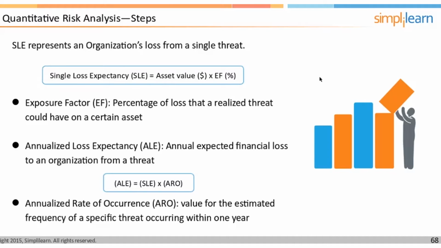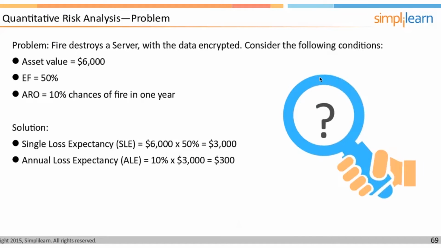So it's very simple. In this case, the ARO, the annual rate of occurrence, is a 10% chance of fire in one year. So it's a very little chance, only 10%. According to this, the ALE would be 3,000 times 10%, which is $300. So you'd be losing $300 every year because of this threat.